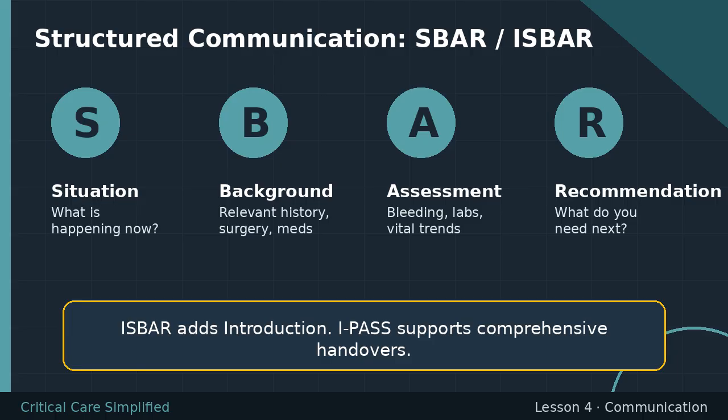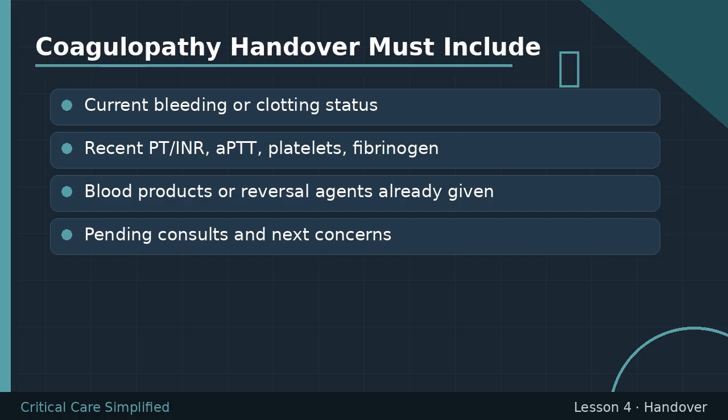The fourth pillar is safety and escalation. Activate rapid response or massive transfusion protocols when indicated. Communicate clearly with the team. Document all actions. If a transfusion reaction occurs, stop the transfusion immediately, maintain IV access per protocol, notify the provider and blood bank, and follow facility policy.